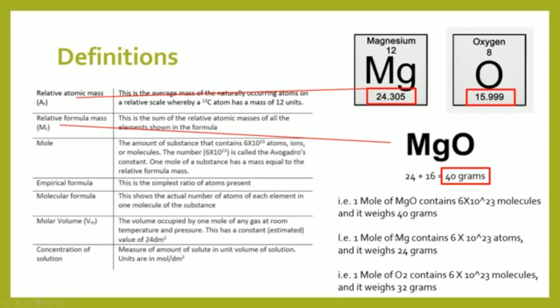1 mole of magnesium will contain 6 times 10 to the power of 23 magnesium atoms. It will weigh 24 grams, which is just the weight of a magnesium atom, which is the relative atomic mass. Oxygen, they're always in molecules. O2 will contain 6 times 10 to the power of 23 molecules again. It'll weigh 32 grams because the relative formula mass is 16 plus 16, which is 32. So please get your head around this because this is extremely important.